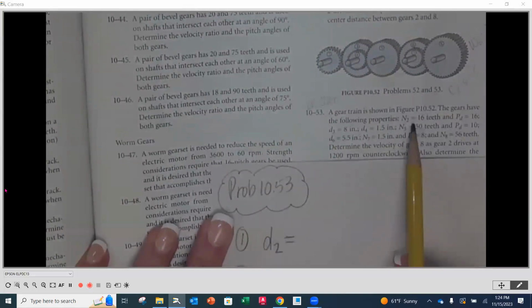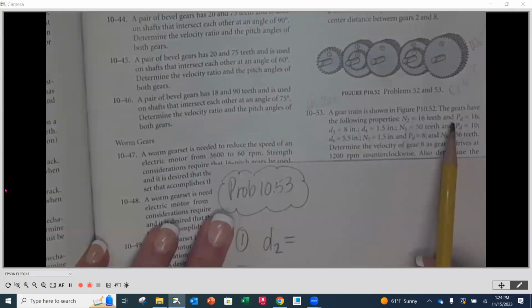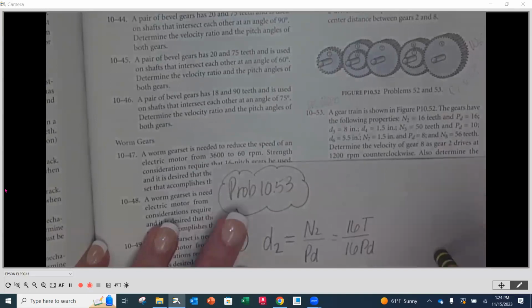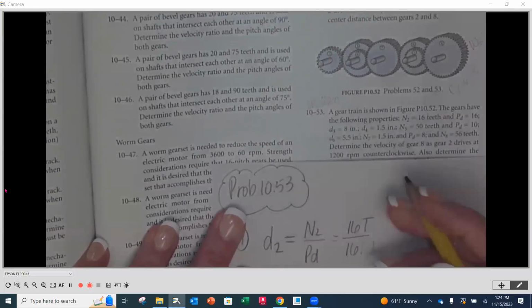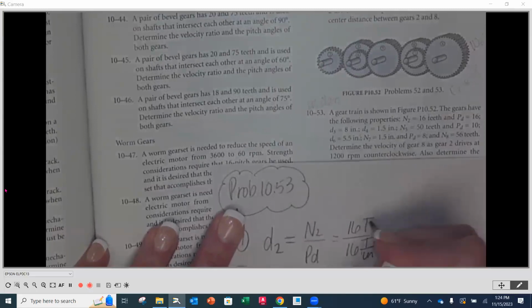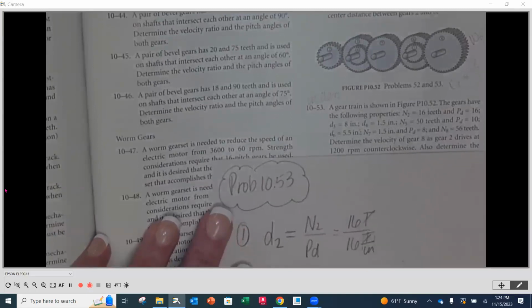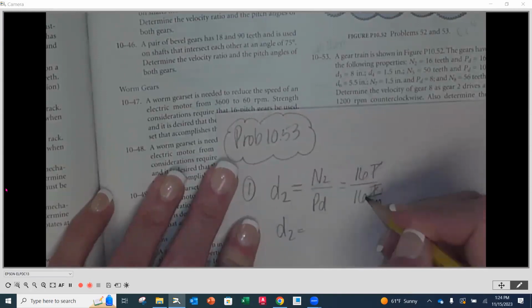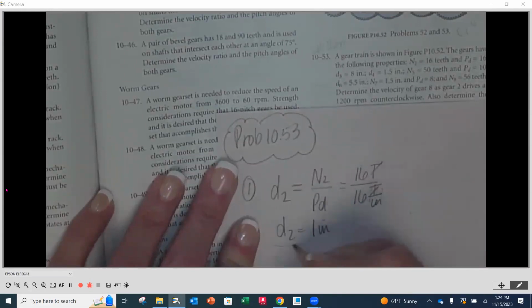Okay, we know the number of teeth, and it gives us the diametral pitch of 16. So that means we're going to have N2 over the diametral pitch, and we know the number of teeth to be 16 teeth divided by 16 diametral pitch. Teeth per inch, so our teeth cancel out. We have inches. So D2, 16 divided by 16, is 1 inch.